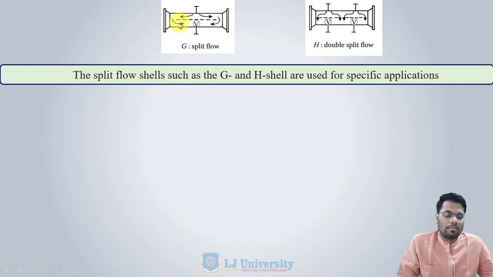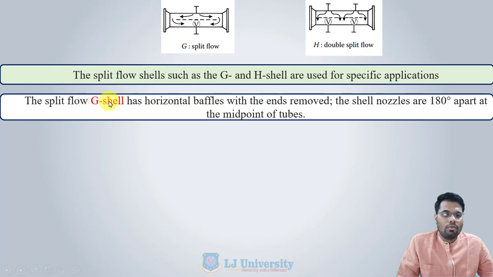A split tube, or we can say that the baffle is provided to split the fluid into two parts. So the split flow shells such as G and H shell are used for specific applications. The split flow G shell has a horizontal baffle. Here you can see that this is a horizontal baffle with the end removed. Here you can see that the end is removed for the flow of the fluid.